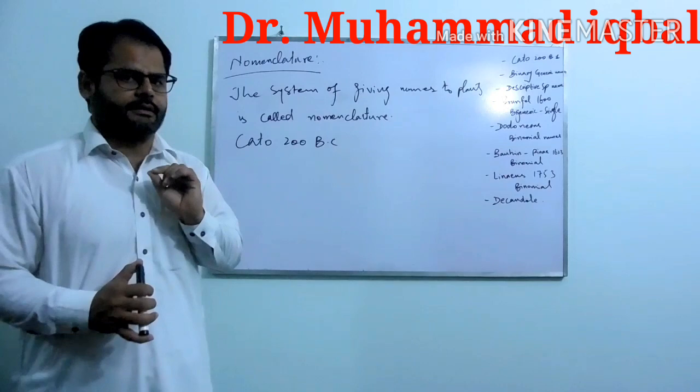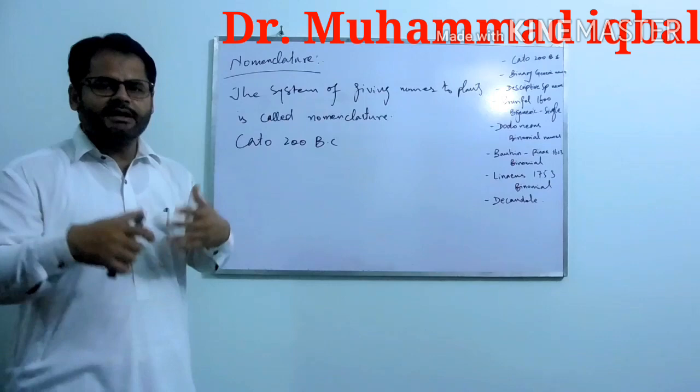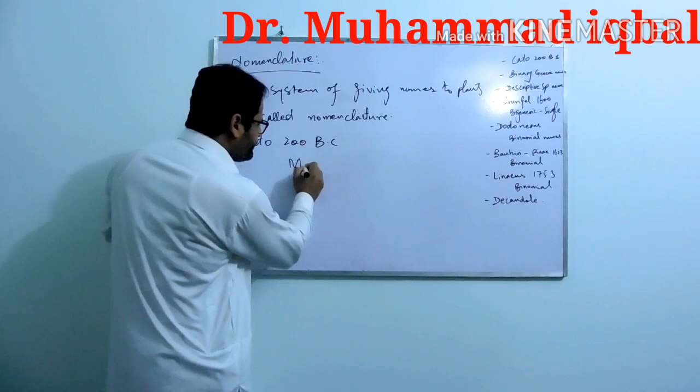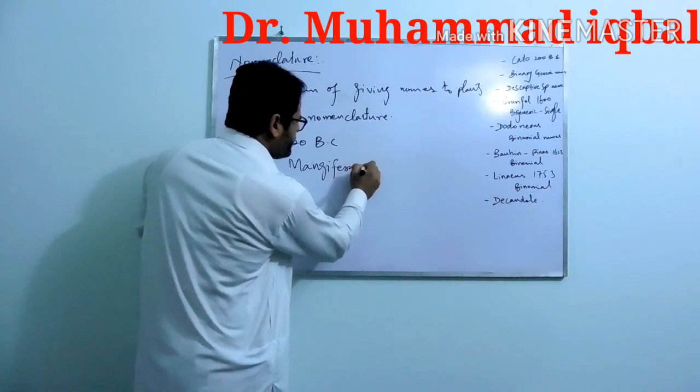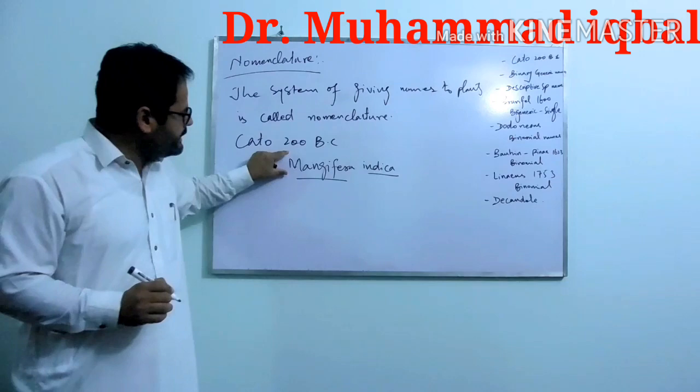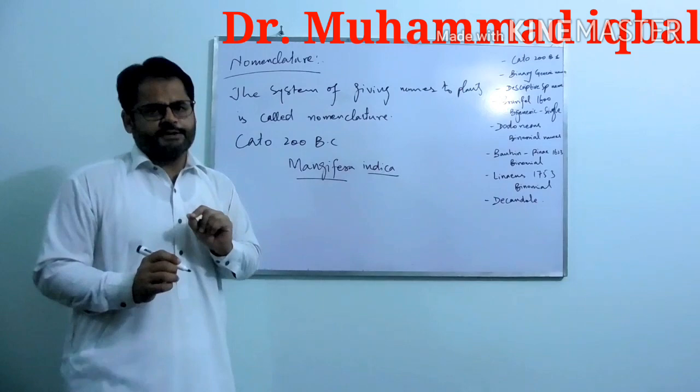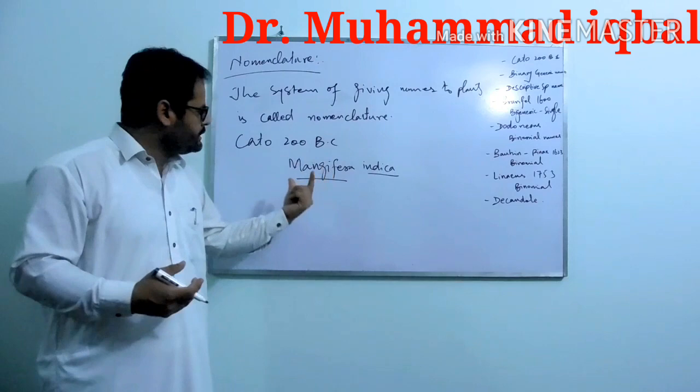Binary generic naming means that if we consider a plant, for example, Mangifera indica, this name consists of two parts, that is genus and species. So if Cato used two names for a plant, that would be the case here.